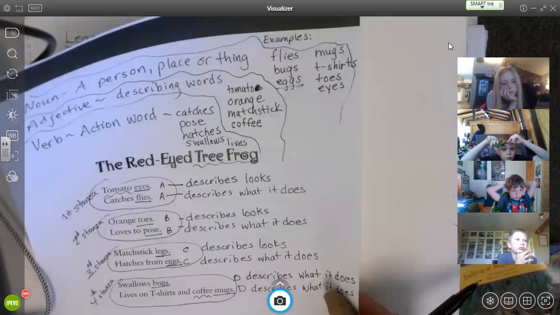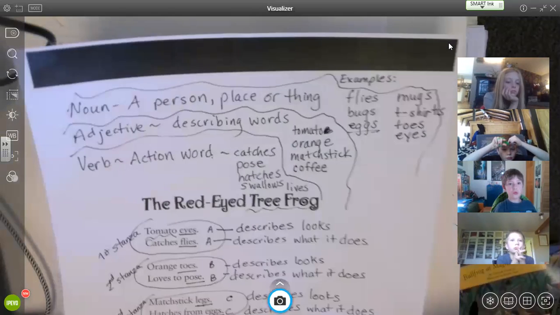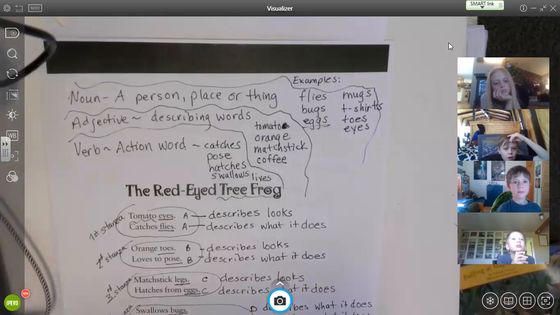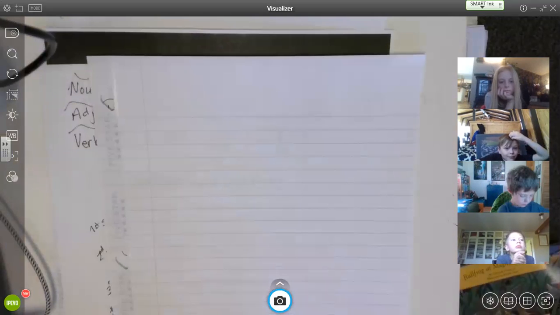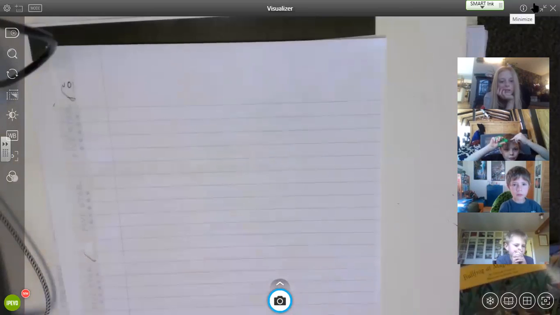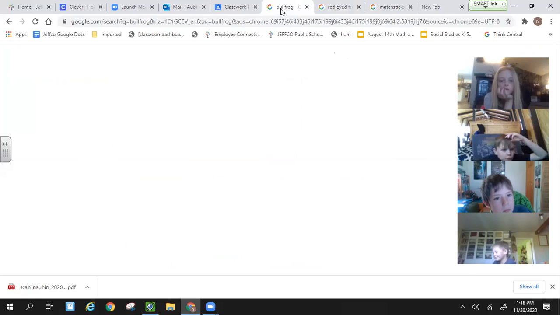Now we're going to quickly write a class poem about bullfrogs, following this structure. And then I want you to do a little research. I put a link on that we'll look at, and you'll choose a frog to write a poem about. But let's do this. Let's look at a picture of a bullfrog. You guys have to help me think of a way to describe a bullfrog. So here are the pictures.